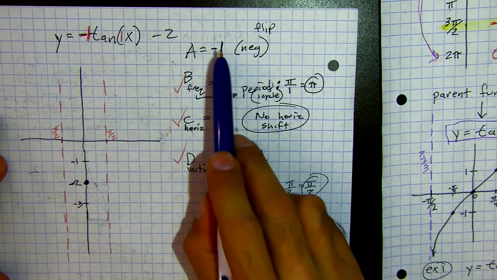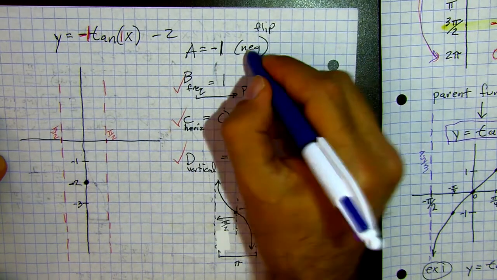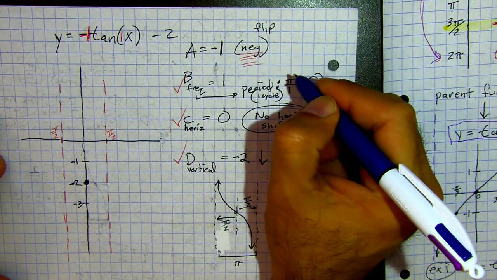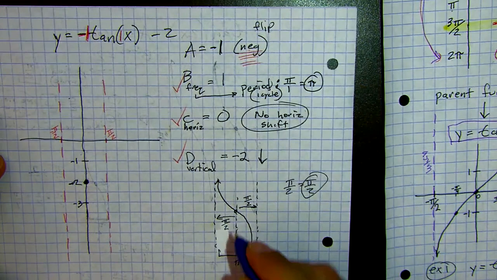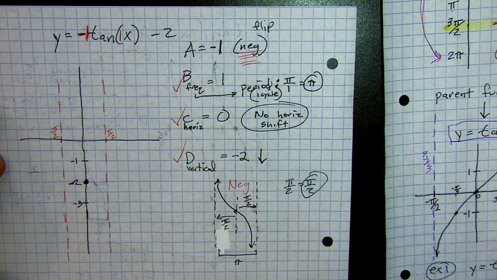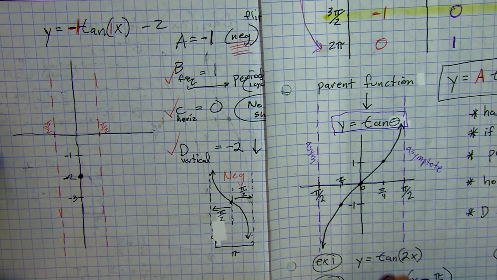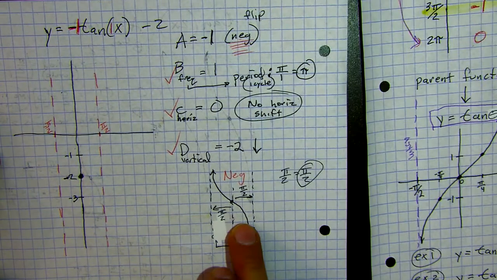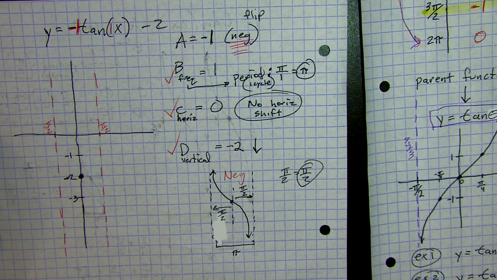So now we got to go back up here. We got to remember that it's negative. It's negative. So if it's negative, it ends up looking like this. Instead of the parent function going up to the right, a negative just goes down to the right.